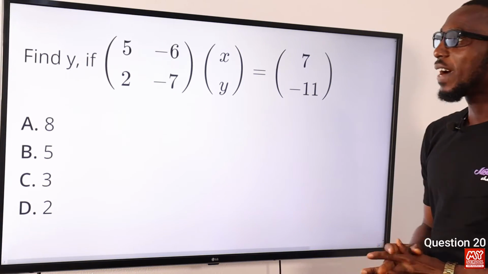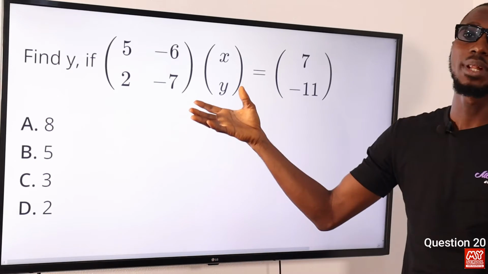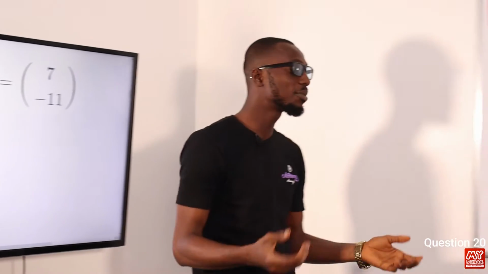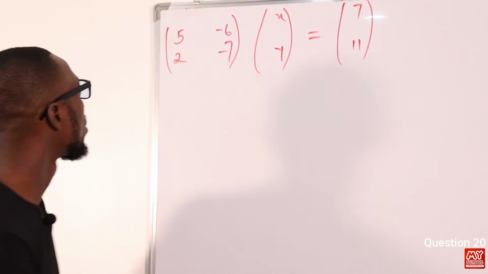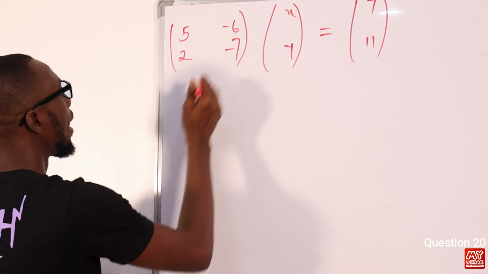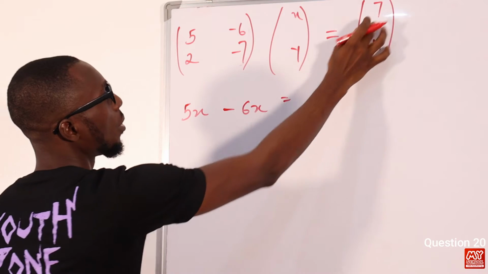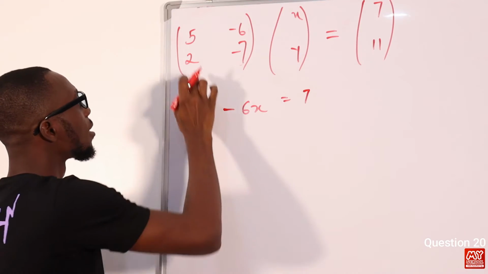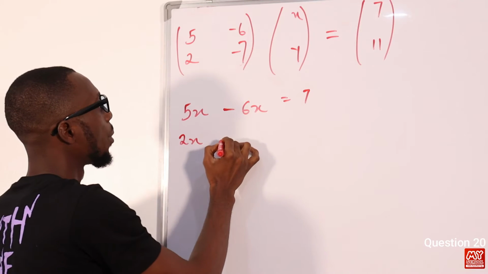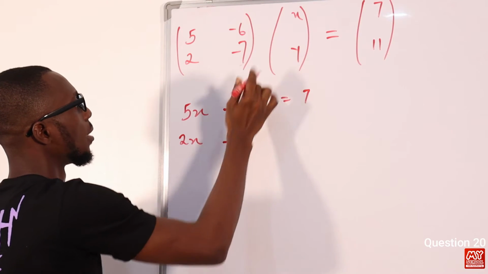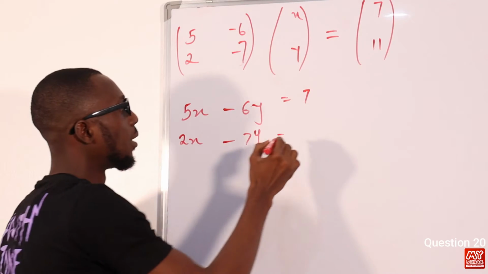Question 20. Find y if we have this, okay? This is a question on matrix. So I've replicated this question on our whiteboard. All we need to just do is to follow the simple approaches presented in matrix. So we have this. All you need to do, 5 times x, we have 5x, minus 6 times y, we have minus 6y equals this 7. Easy, right? 2 times x, we have 2x. Okay, then we have minus 7 times y, we have minus 7y. This 2 multiplies this is y equals, then we have 11.